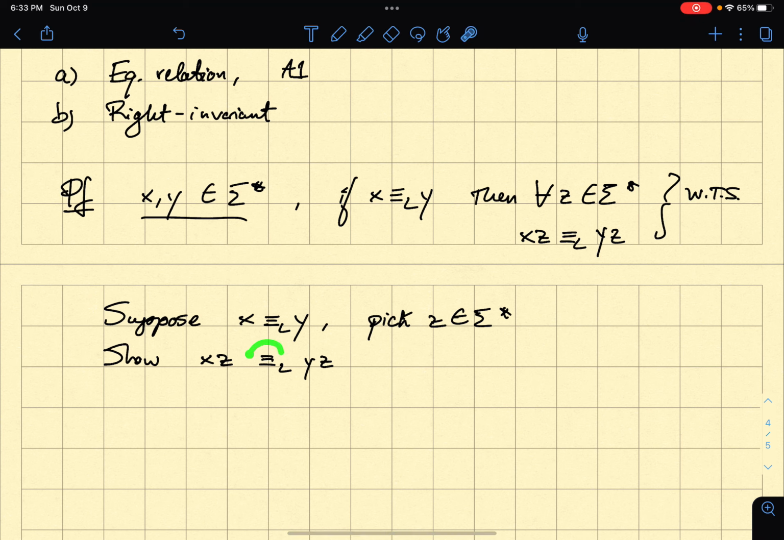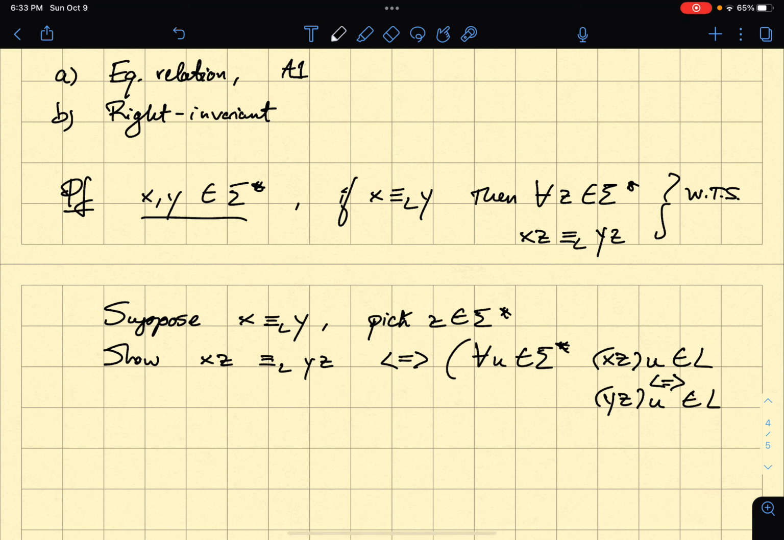But now what I'm going to do is use the definition of this equivalence relation. So what does this equivalence relation say? It says that two strings are related if and only if for any other string you pick, so now I'm going to pick u, if you take xz and stick u to it, and you take the other string yz and you stick u to it, then these two strings are either both in L or neither of them are in L. Or in other words, the string xz concatenated with u is in L if and only if the string yz concatenated with u is in L. Again, this is by definition of this equivalence relation.